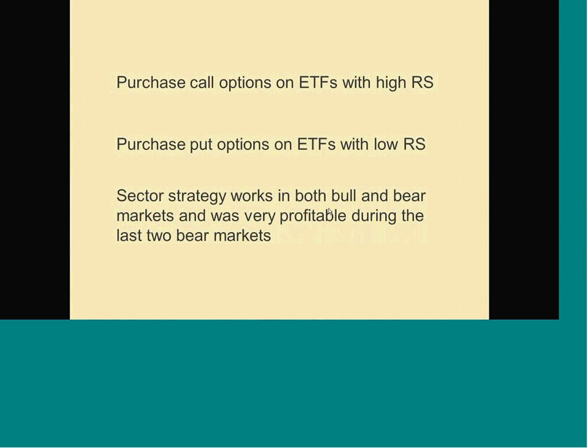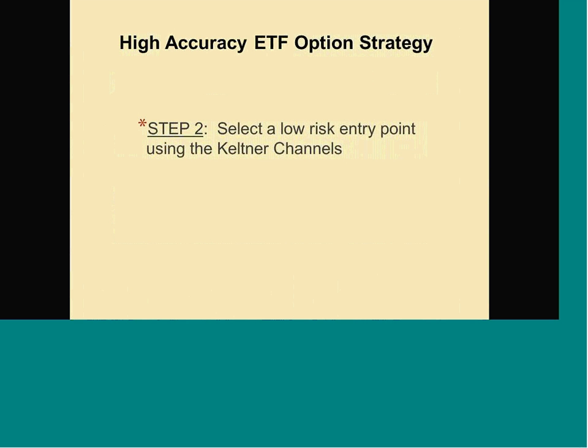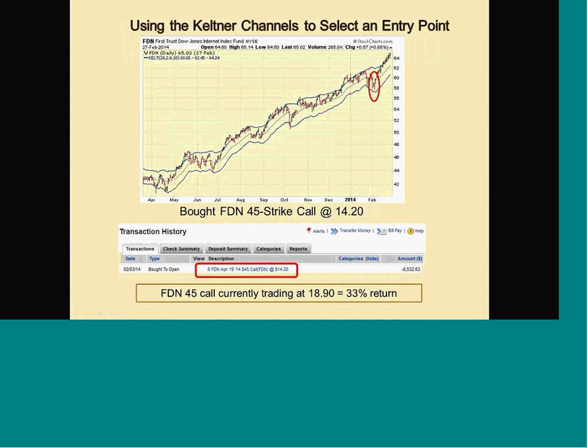Okay, so once we select a sector that has a high relative strength, step two is we want to select a low risk entry point using the Keltner channels, and I'll show you how we do that. This is a daily price chart of the Dow Jones Internet Index, and you can see it's had a huge move over the past year. So the question becomes, if you want to participate in this move, where do you enter an option trade that's low risk, considering that this ETF has already made a huge move?